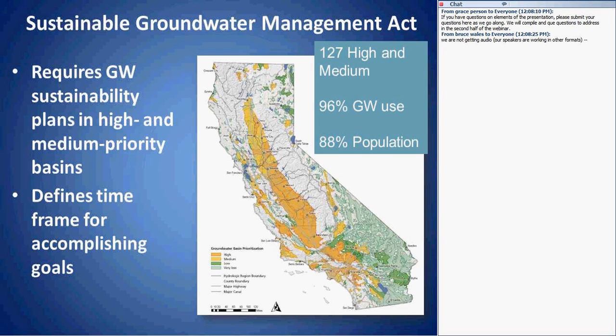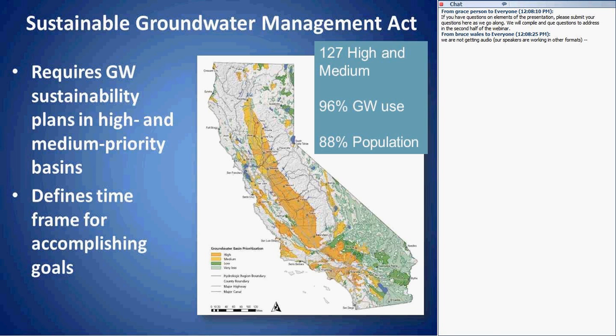So who applies to and which areas of the state? Most of you are probably familiar with the map of high and medium priority basins and then low and very low priority basins. The act specifically applies to high and medium priority basins. They're shown here in orange and yellow. There's 127 high and medium priority basins that represent approximately 96% of the groundwater use and 88% of the population.